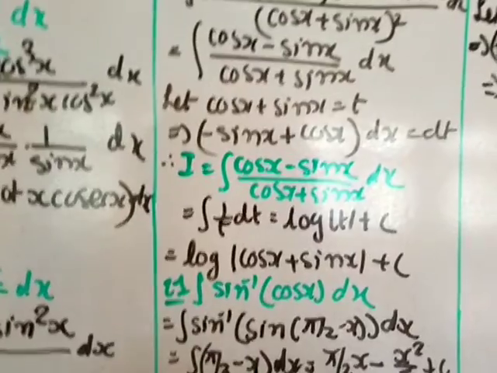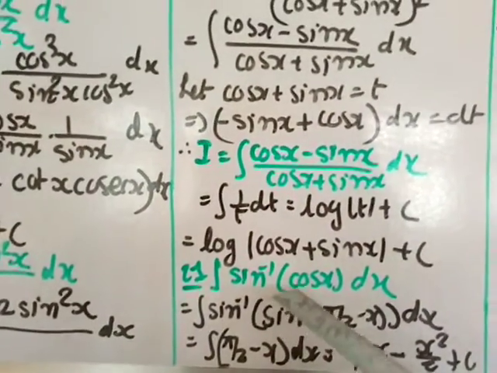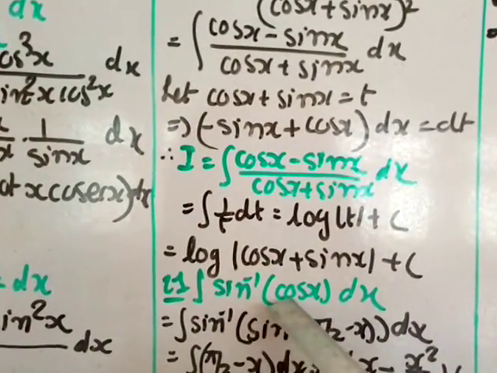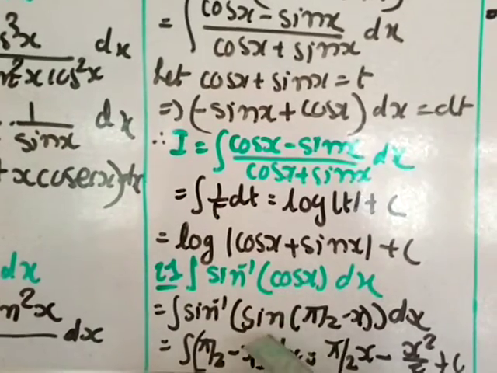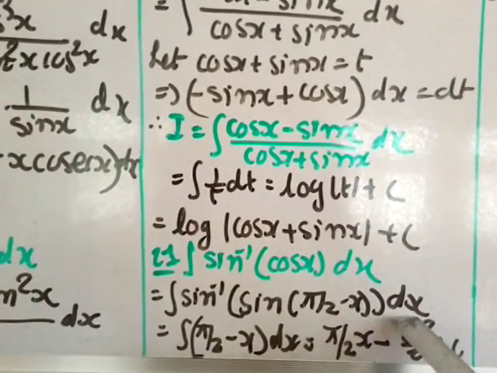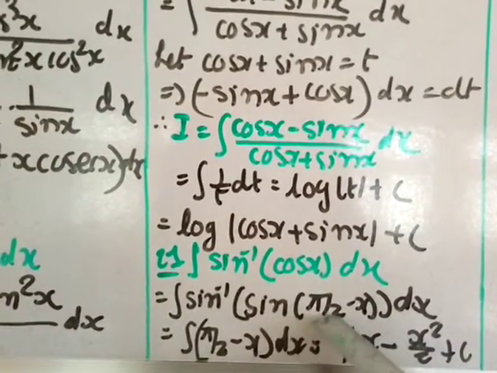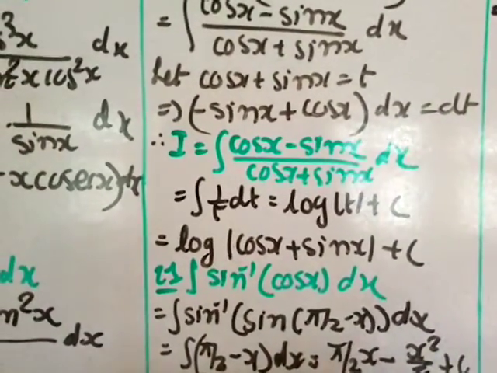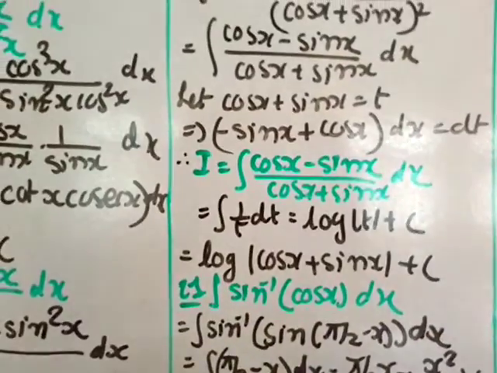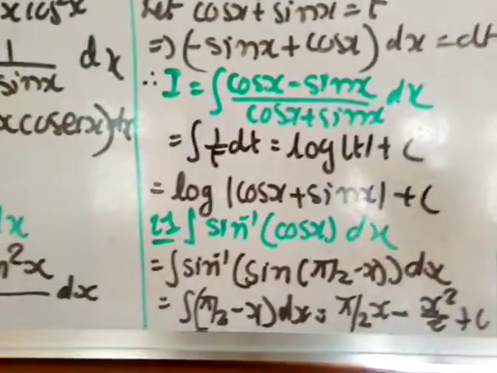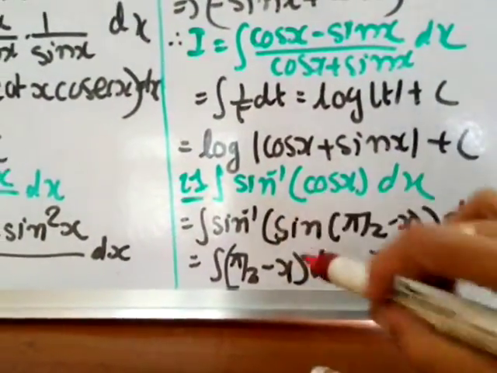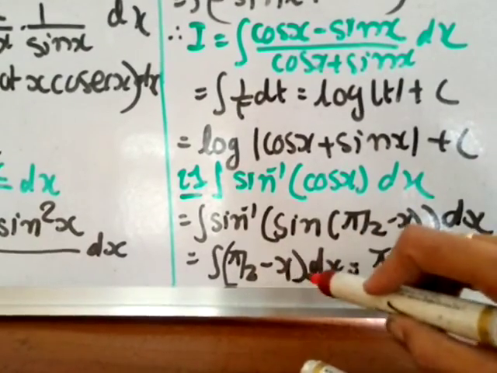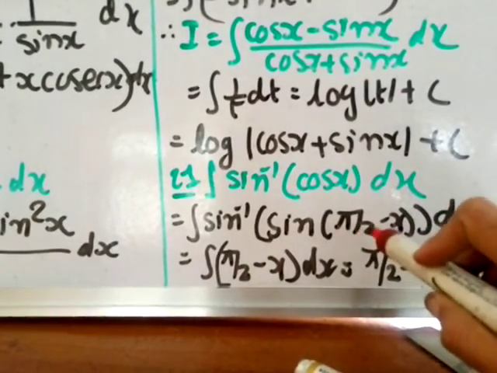Question number 21. Integral sin inverse cos x dx. Here cos I am converting to sin, so I am writing sin of (pi by 2 minus x) dx. So sin inverse sin cancels, here you will get pi by 2 minus x. Now pi by 2 is a constant, minus x. So if you give the integral to both the terms, okay, I am giving the integral to both the terms. Here I have cancelled sin inverse sin, so here remains pi by 2 minus x dx. So you give the integral to pi by 2 minus x.